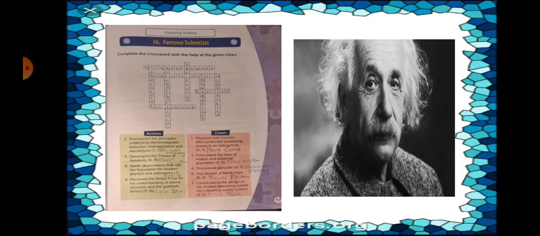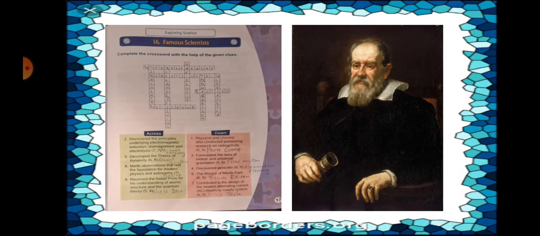Now next, number 8, children, made observations that laid the foundation of modern physics and astronomy. He was Galileo. Okay, and here I show you the picture of Galileo. He is Galileo. Okay, children, and he was the person who had made many observations that led to the foundation for modern physics and astronomy.